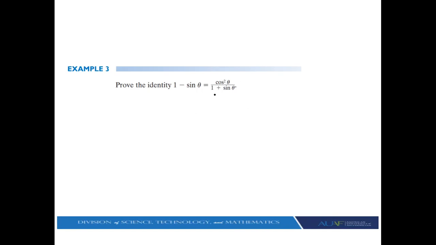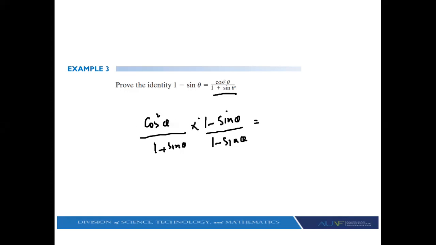Okay, if you take this side, we have cosine square theta over 1 plus sine theta. So if you multiply this one with 1 minus sine theta, because we have plus here, I will multiply with minus. But if we have minus, then I will multiply with plus. So we multiply by 1 minus sine theta: 1 minus sine theta into cosine square theta divided by 1 plus sine theta, 1 minus sine theta. So a plus b into a minus b equal to 1 minus sine square theta.